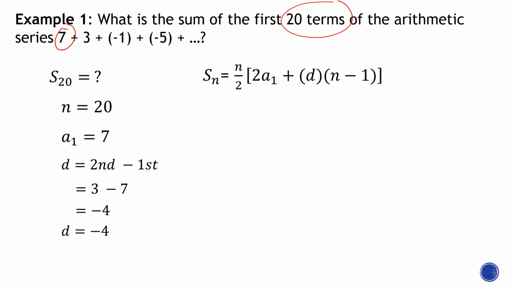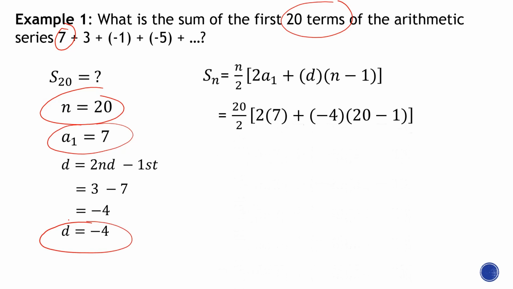And then after this, let's just replace n, a sub 1, and d by their respective numbers. Okay, so that's what we have. We have 20 as our n, 7 as our a sub 1, d is -4, n is 20. So we can solve that. That's 14, right? This 20 over 2, that's 10. And that is equal to 19.